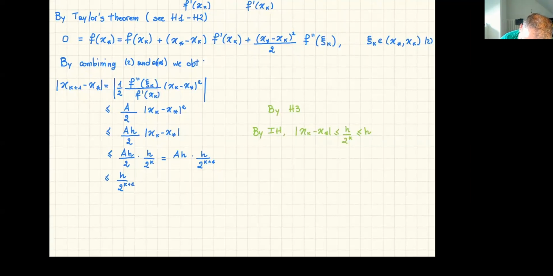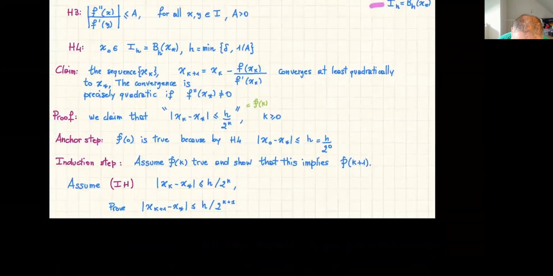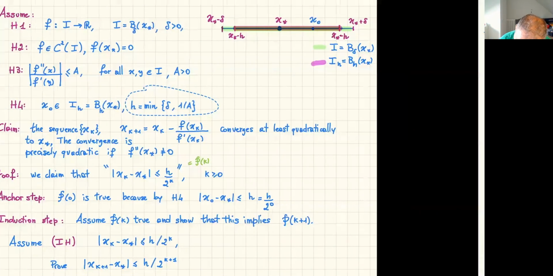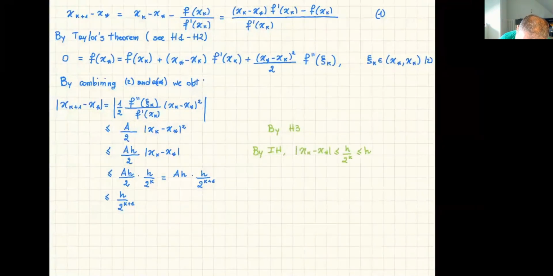And the reason why this is legitimate is to be seen in what we call hypothesis 4, I think. I'm going to get to that in a second. But look at what hypothesis 4 does. It says that x naught is inside a ball of radius h, and it also tells you what is h and what is its relationship to a. So let me write it here. I'll write it in green so as I will not confuse this.